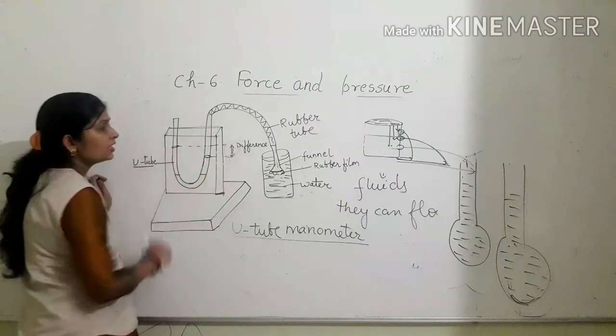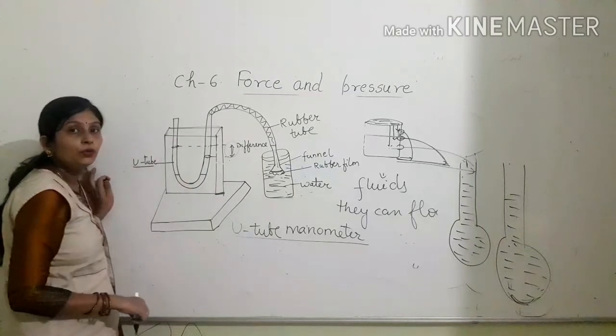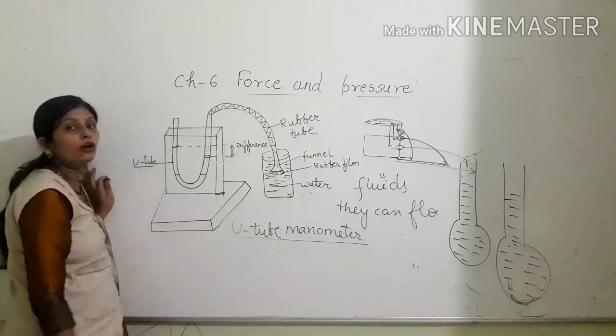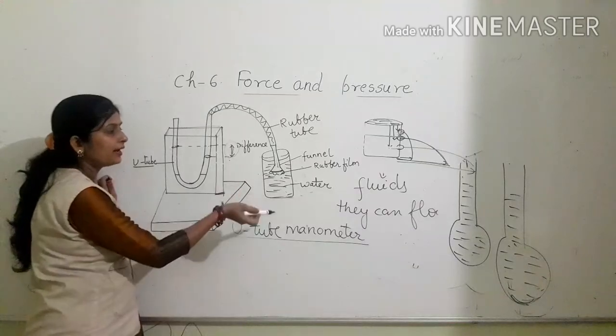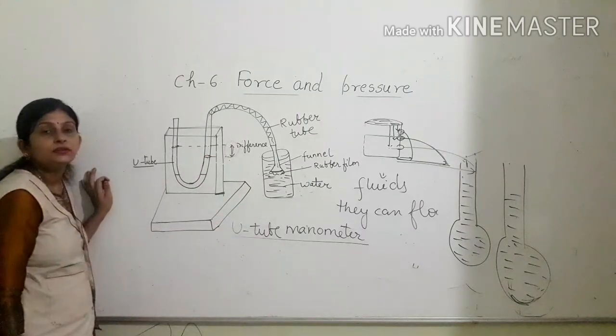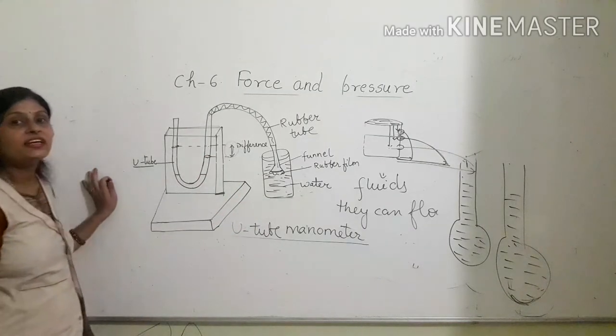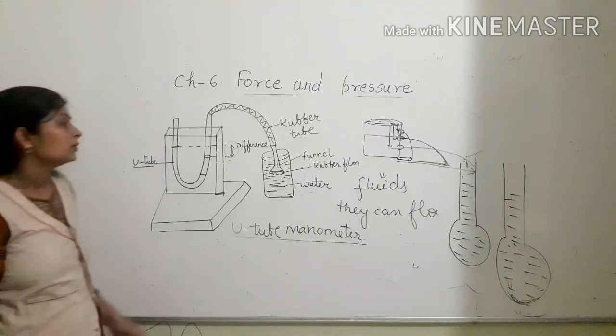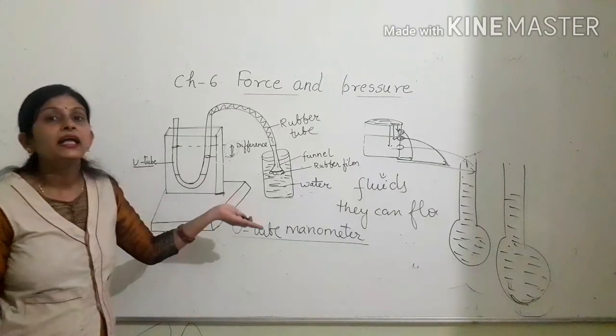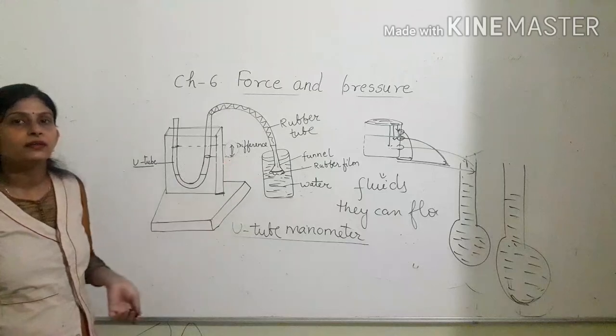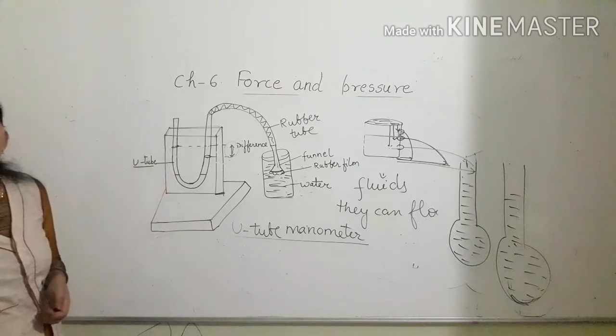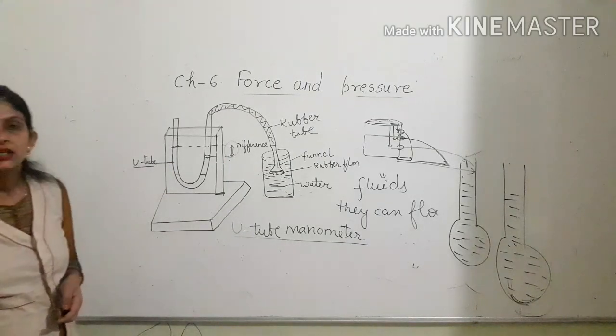This difference will give you the value or amount of pressure exerted by liquid. So in this way we can measure the pressure exerted by liquid water by this U-tube manometer.